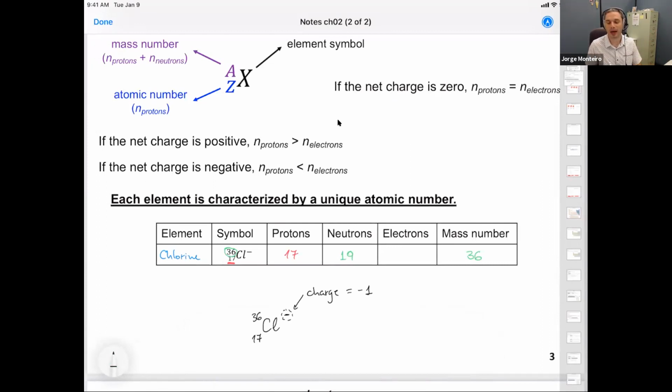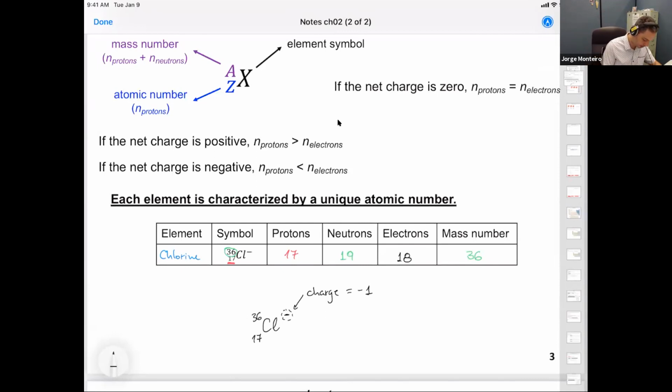That means we have 1 electron in excess. Therefore, the number of electrons is going to be 18. Never ever change the number of protons. You will always play with the number of electrons to match the net charge of the element.